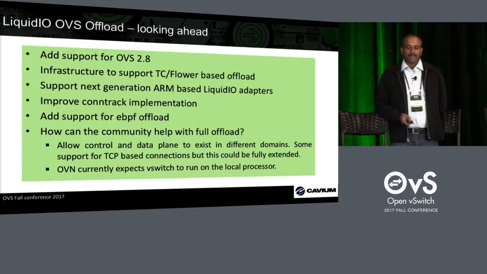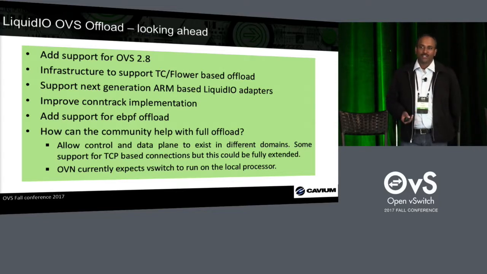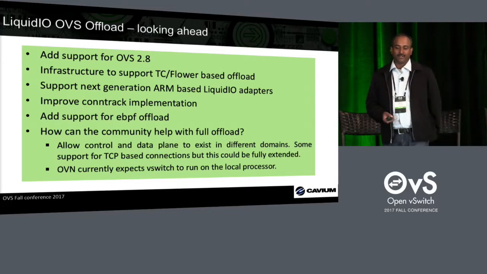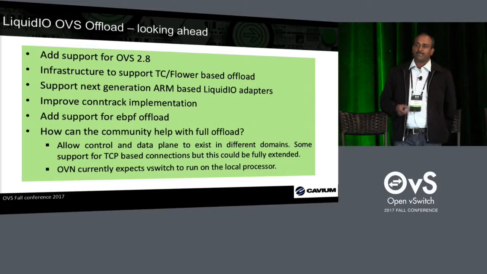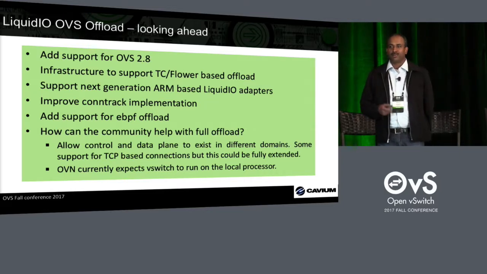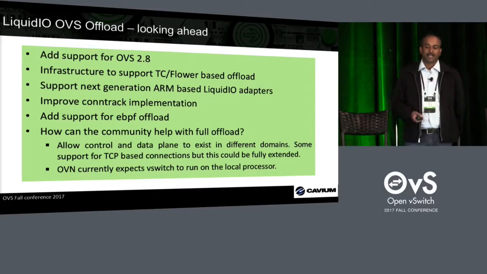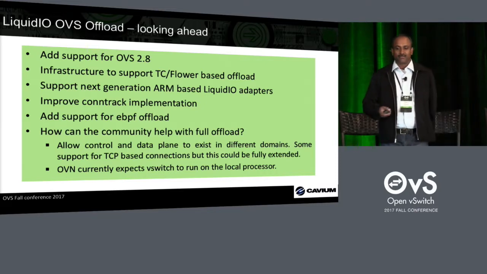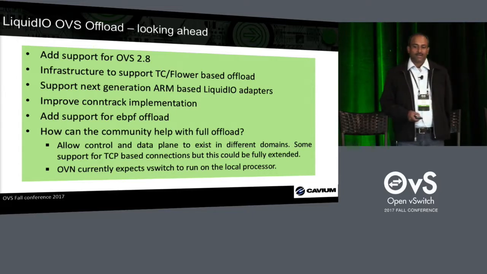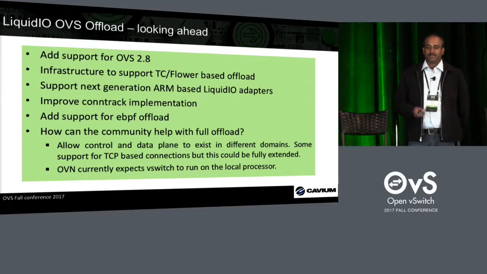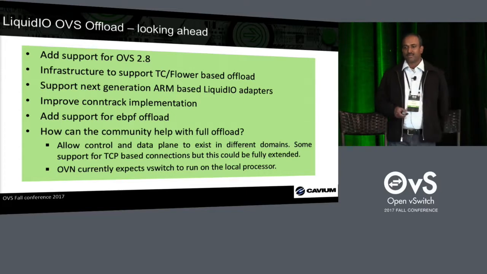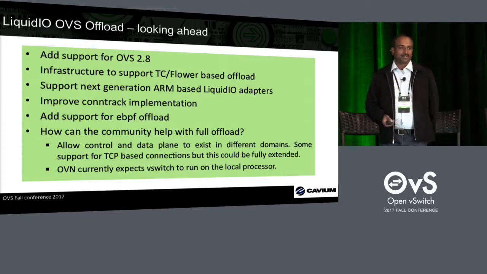So looking ahead, we have plans to move to OVS 2.8 in the near future. We will continue on the path to keep up to date with the OVS versions as they come along. But it will be on a delayed cycle, of course, right? So we need to ramp up our activities on that. We do have plans to support the TC flower-based model, but that's going to happen after we move to the next generation ARM-based processors for our LiquidIO adapters. So 2018 should see some activity around that.